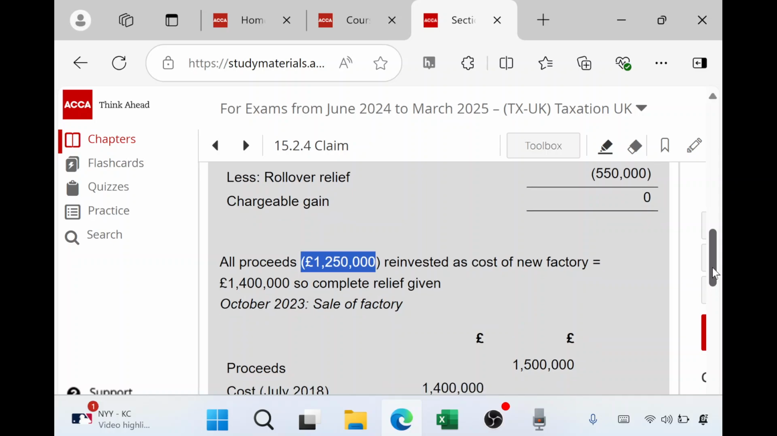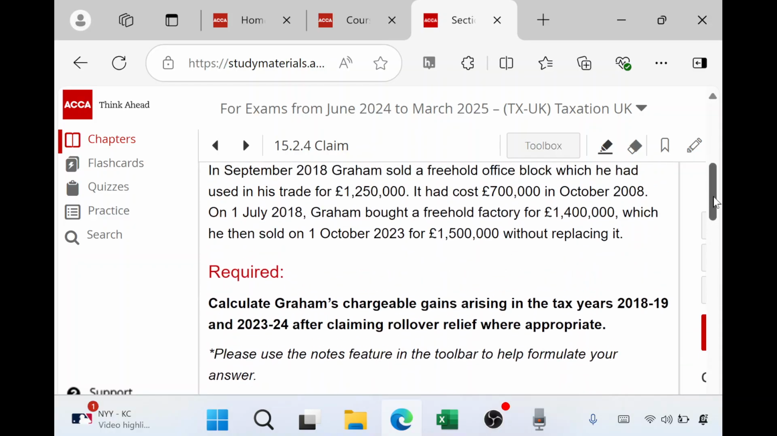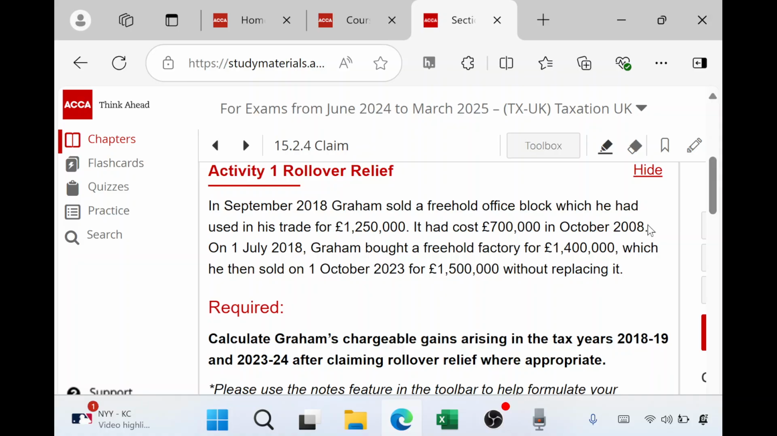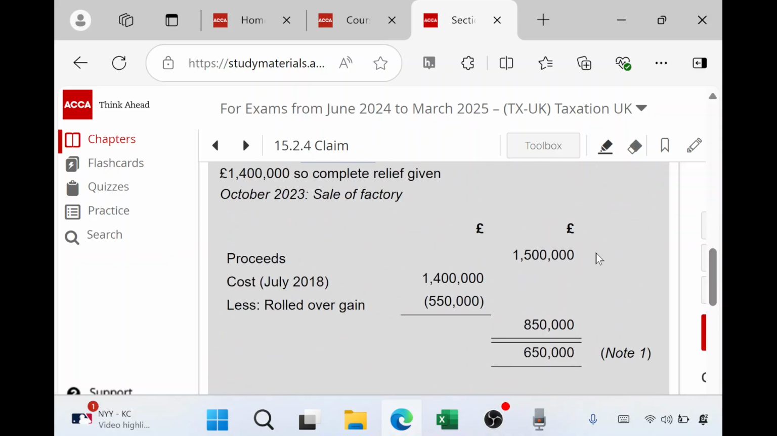What about the second part, i.e. the second chargeable gain? Well, what were the details? Proceeds, 1.5 million, easy peasy. There we have it. What was the cost? Well, I know what the cost is, but the rolled over gain needs to reduce the cost. It's a rolled over gain. It's not eliminated or exempted forever. It's just delayed. It's just deferred.